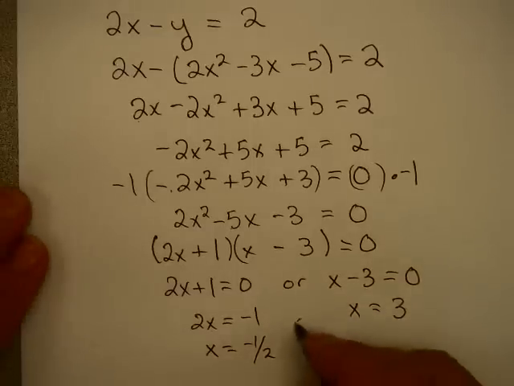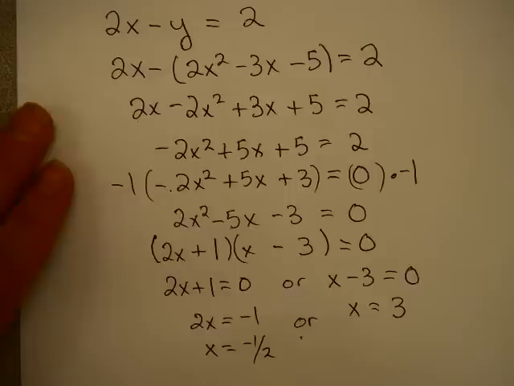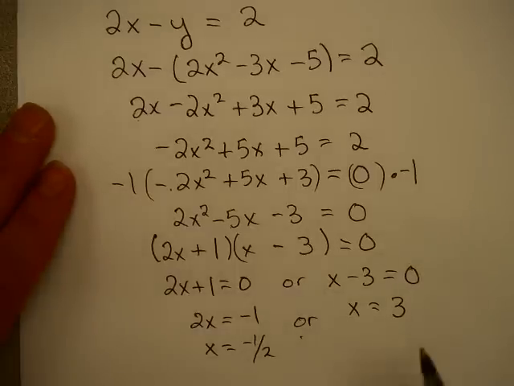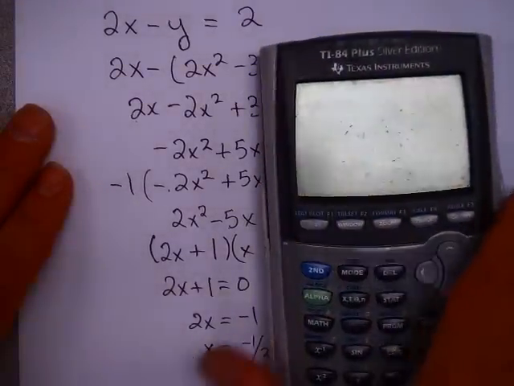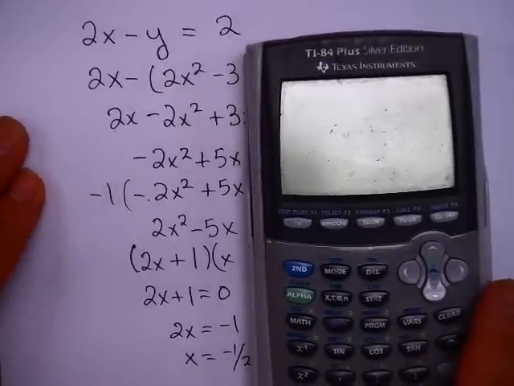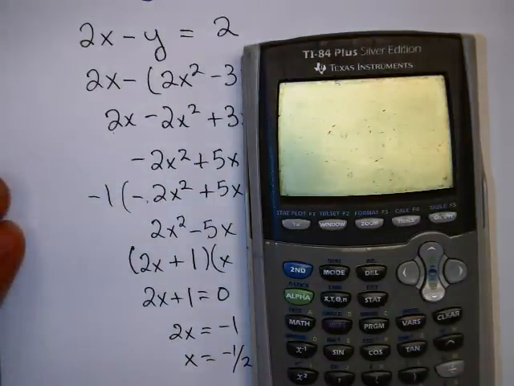Now, notice there are two values here for x. That means there are two places that this parabola and this line intersect. Does that make sense? Before I finish this problem, let's take a look on my calculator at what this would look like. Okay?